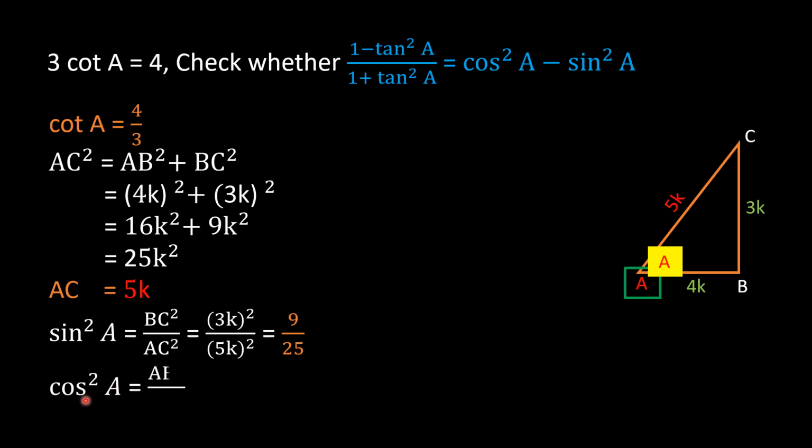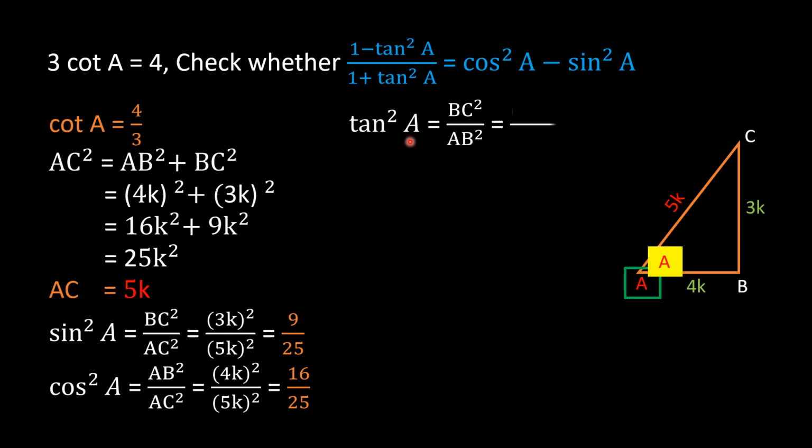Now cos squared A will be AB squared divided by AC squared. That is 4k whole squared divided by 5k whole squared. K squared cancels with this k squared. 4 squared is 16, 5 squared is 25.